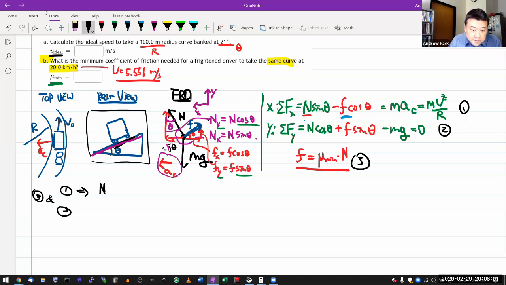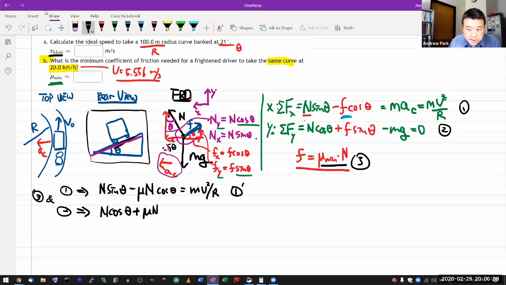I'm going to get n sine theta minus, instead of friction, mu n, I'm just going to say mu n cosine theta is equal to mv squared over r. That's going to be my equation 1 prime. My equation 2 becomes n cosine theta plus mu n, instead of friction, times sine theta minus mg is equal to 0. And that's going to be my equation 2 prime.